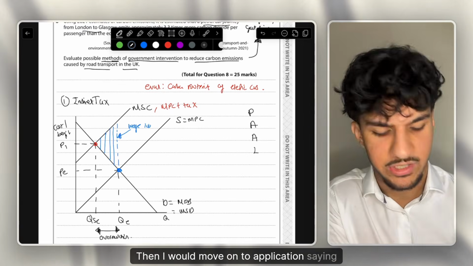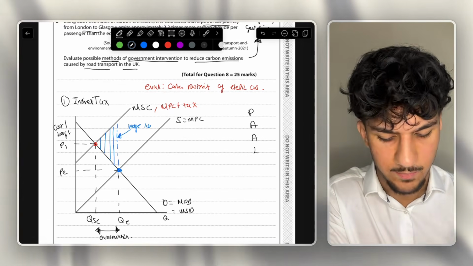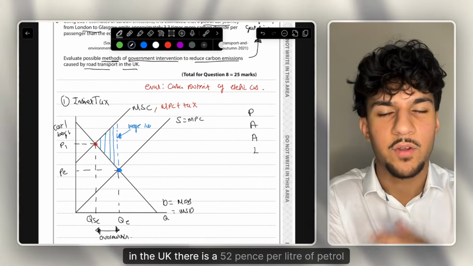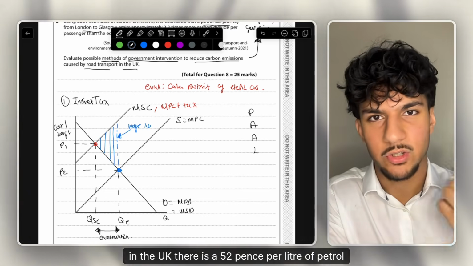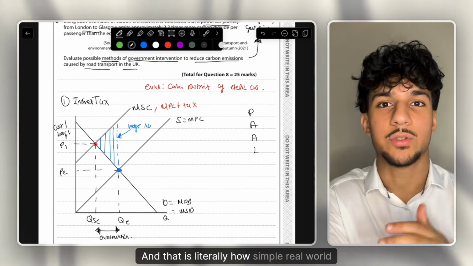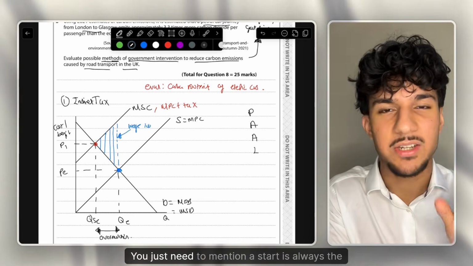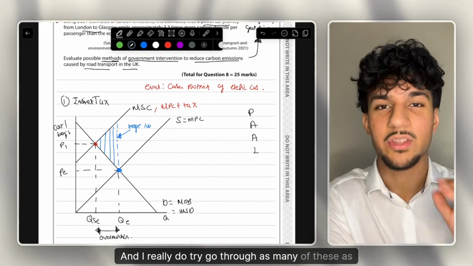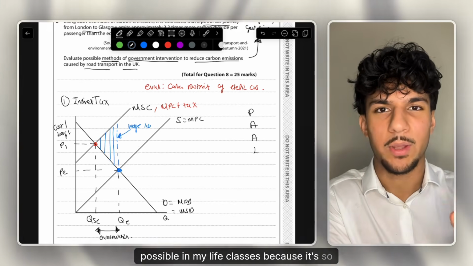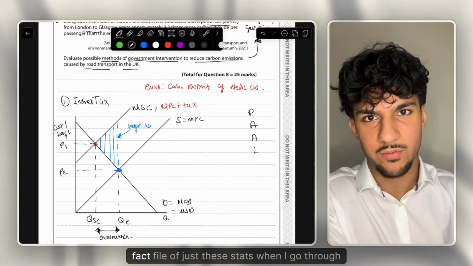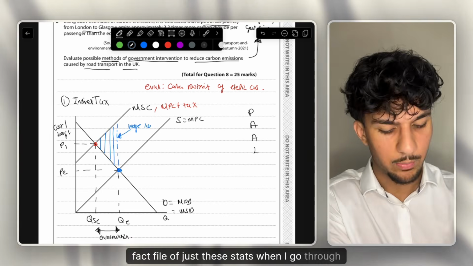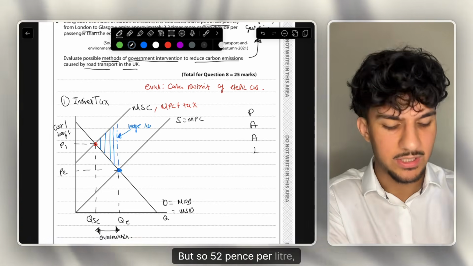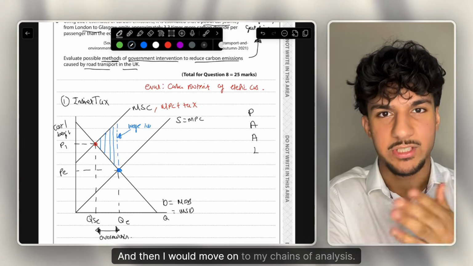Then I would move on to application, saying something like, in the UK, there is a 52 pence per litre tax on petrol or diesel. And that is literally how simple real world application is. You just need to mention a stat, which is always the best. And I really do try to go through as many of these as possible in my live classes, because it's so important, and you can almost build a little fact file of these stats when I go through them. But so 52 pence per litre is tax, and then I would move on to my chains of analysis.